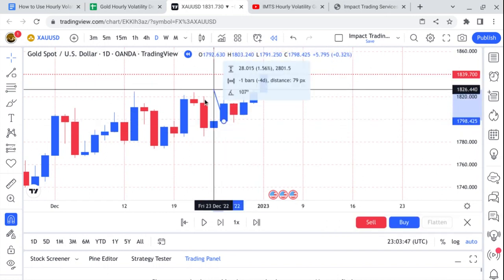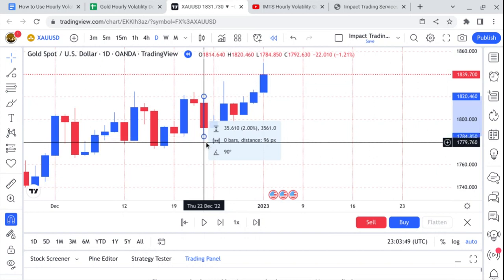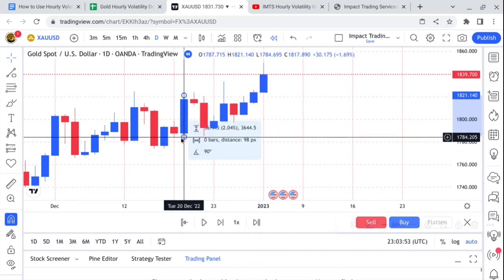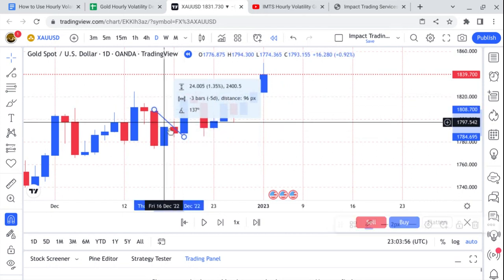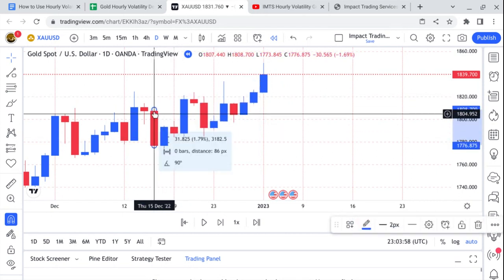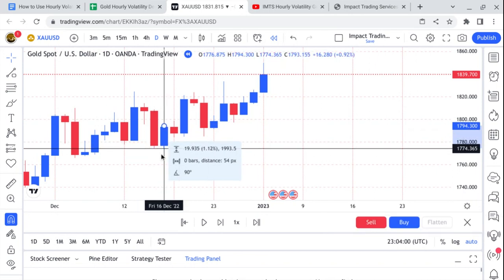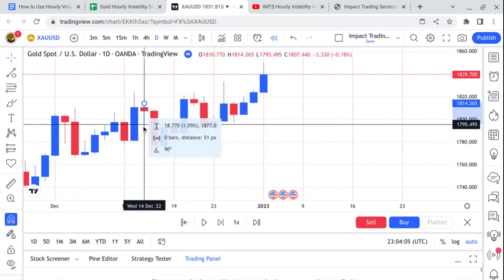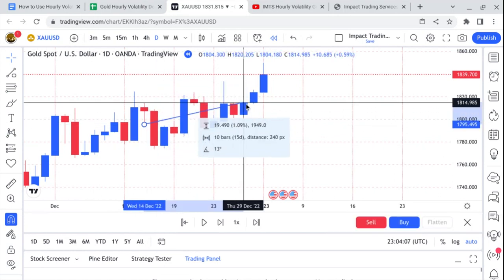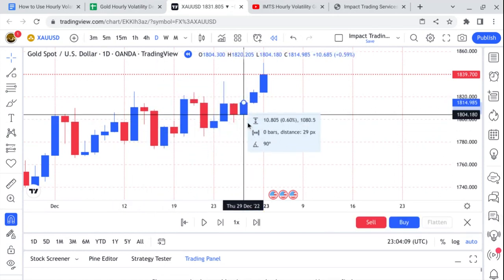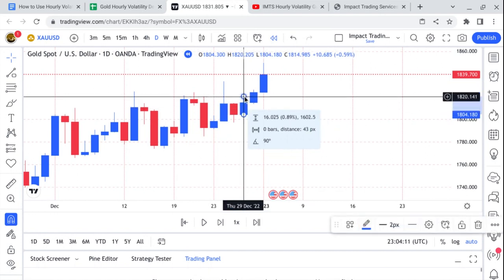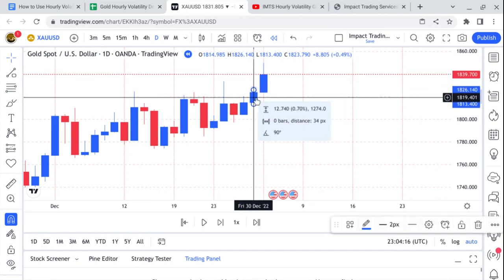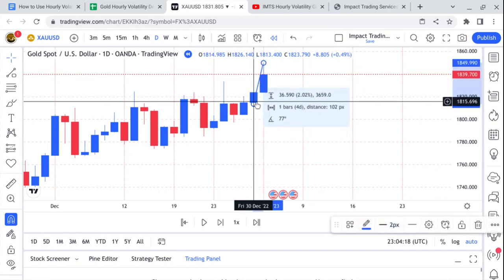That's 3,500, 3,600, 3,000, 2,000, 2,000, 1,800. And these last couple of days only did 1,500, and that is 1,200. So we would expect price to reverse.